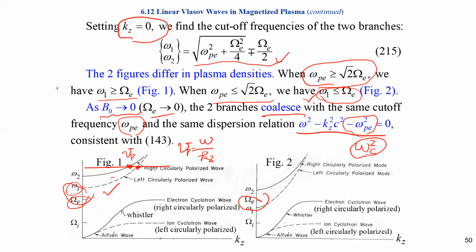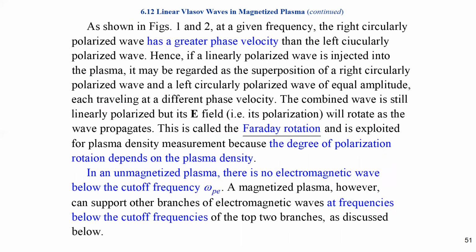Obviously, the right-hand circularly polarized wave has a higher phase velocity than the left-hand one. The right circularly polarized wave has a greater phase velocity than the left circularly polarized wave. Hence, if we inject a linearly polarized wave into the plasma, it oscillates in this direction, just like one left-hand and one right-hand circularly polarized wave.